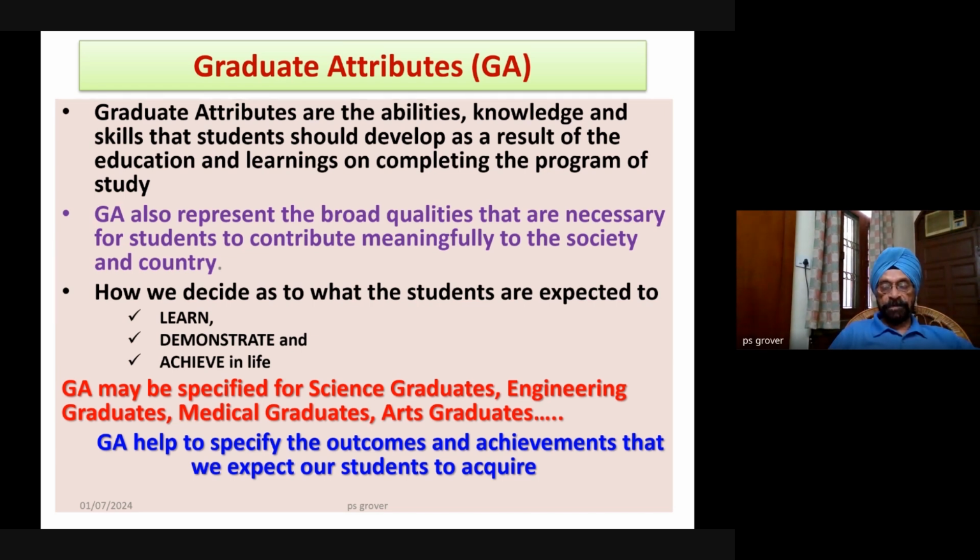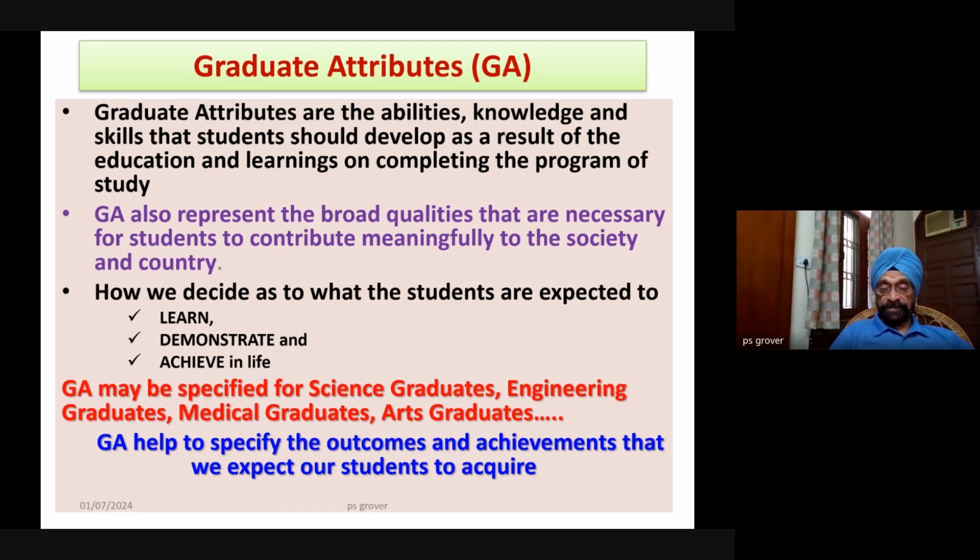Program of study, as I mentioned earlier, could be a BTech, diploma, certificate, and so on. Graduate attributes also represent broad qualities that are necessary for students to contribute meaningfully to society and the country. Now, NEP emphasizes that the training of students should be such, and the curriculum design should be such. Now, how do we decide what students are expected to learn, demonstrate, and achieve in life? We specify graduate attributes. Graduate attributes are the qualities of the students as regards their knowledge, skill, attitude, and behavior.